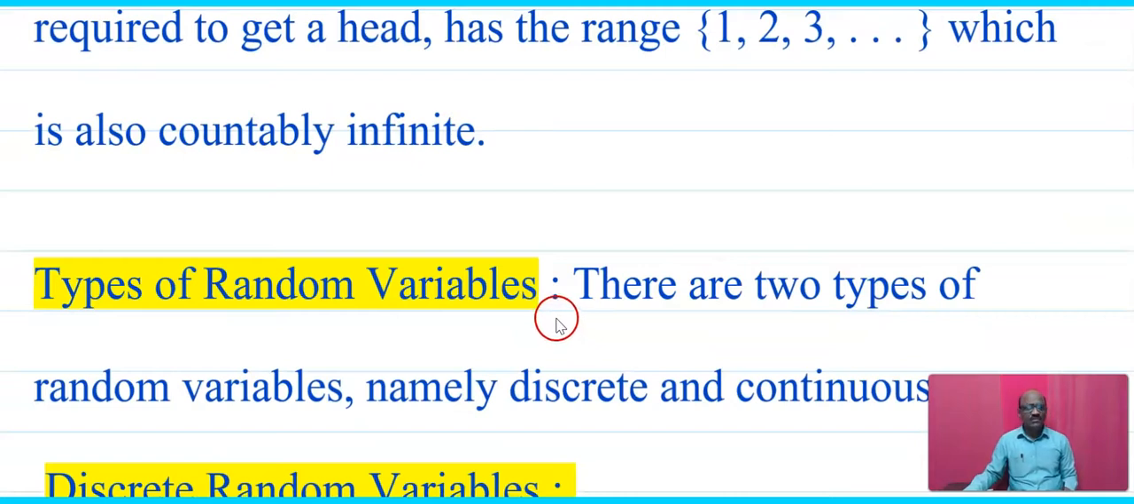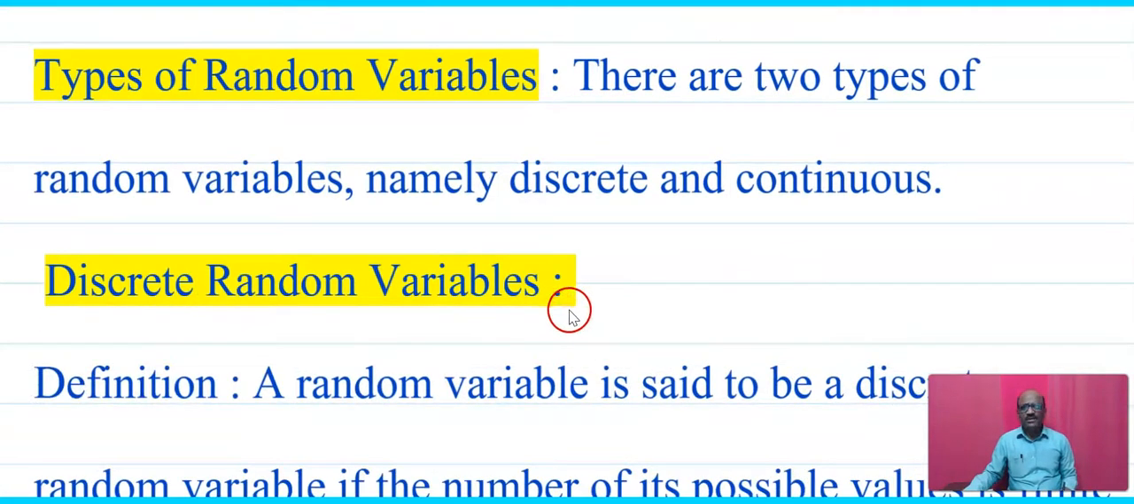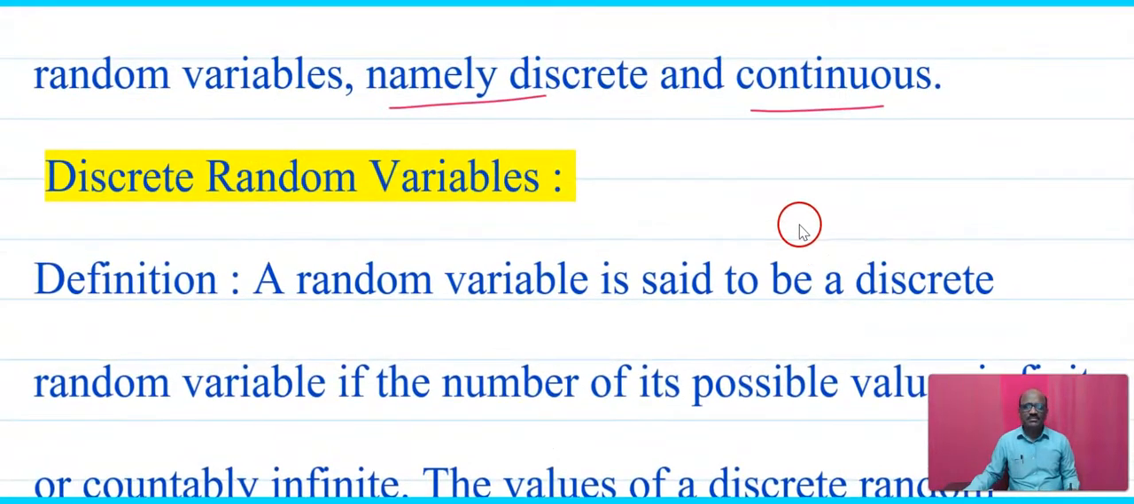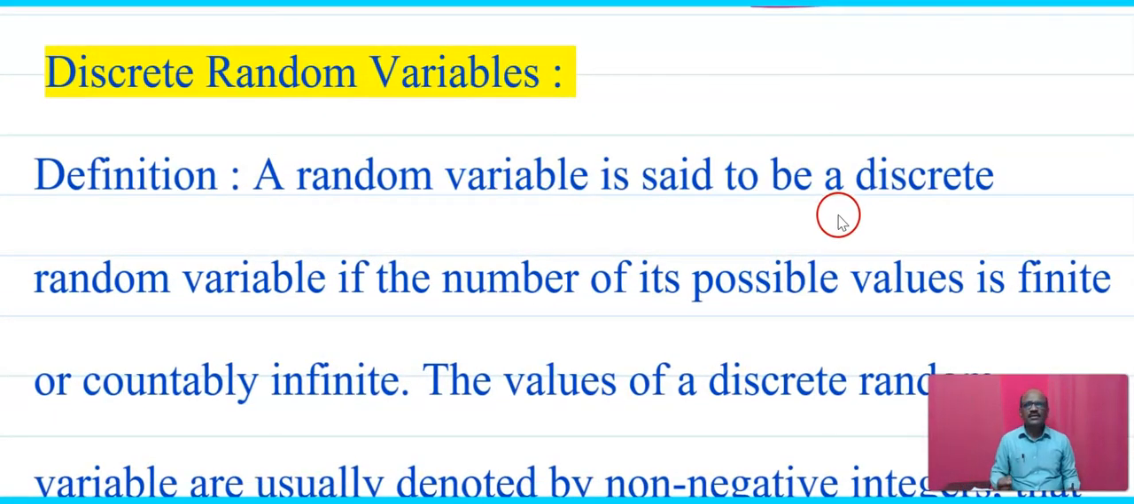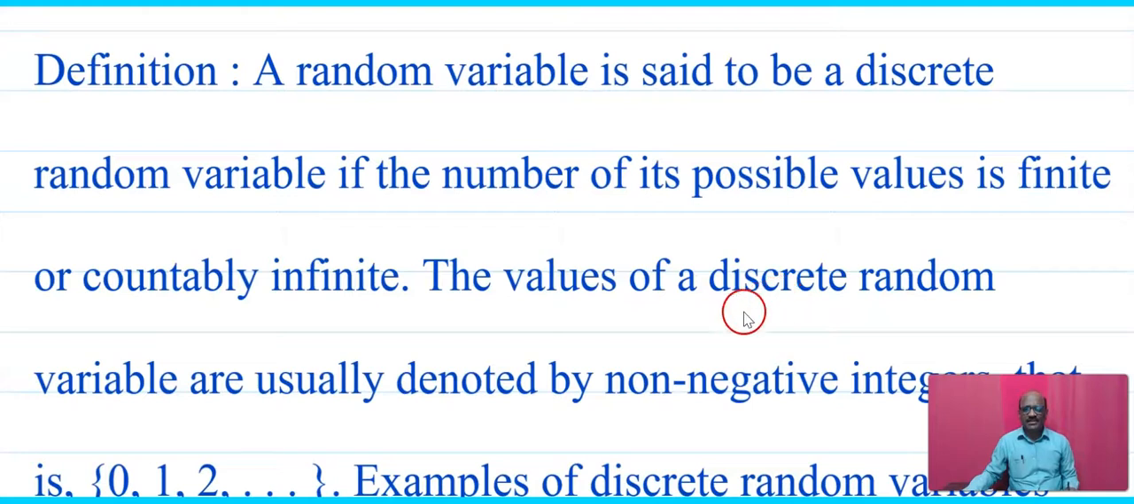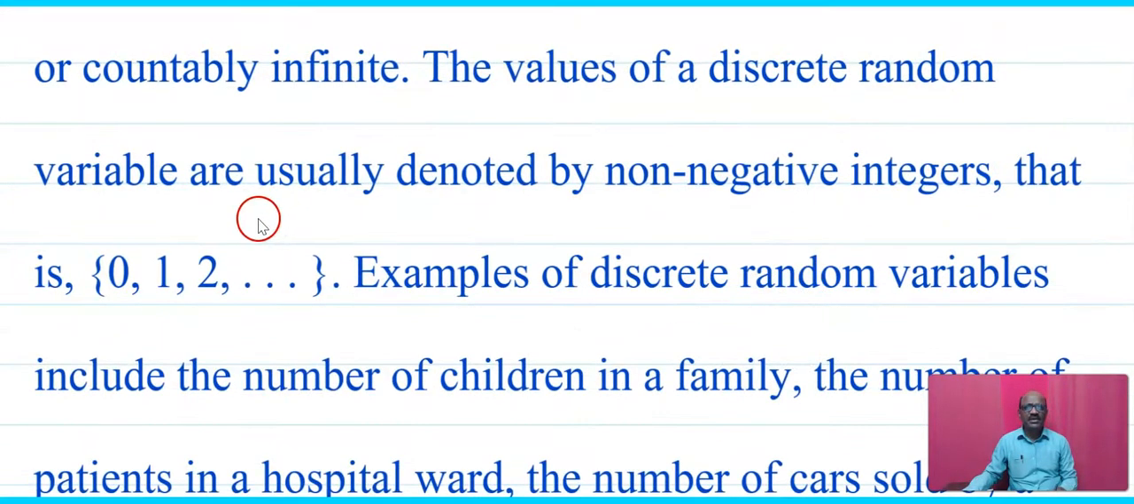Now next is the types of random variable. There are 2 types of random variable, namely, first, a discrete random variable, and second, a continuous random variable. Now what is meant by a discrete random variable? A random variable is said to be discrete if the number of its possible values is finite or countably infinite. The values of a discrete random variable are usually denoted by non-negative integers, that is 0, 1, 2, 3 up to infinity.